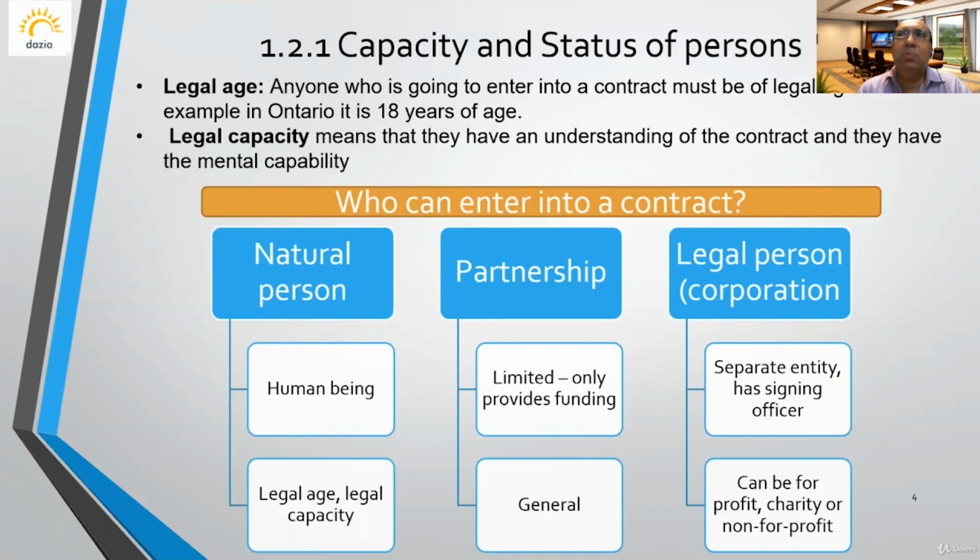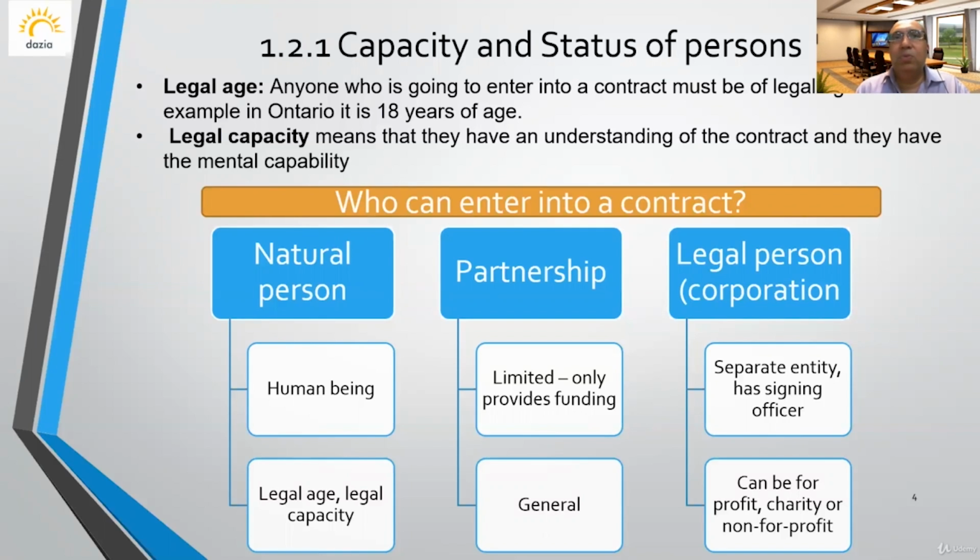So we said it could be a natural person, a partnership, or a legal person. A natural person is a human being, a living person, of legal age and legal capacity, as we mentioned above. They can enter into a contract for insurance. It could be a partnership, a company where there are two or more partners, and there are two types of partnerships: limited and general. A partner who is limited is only providing funding. He says, here's $100,000, this is my contribution towards the business. If you are making money, please give me some profit. If not, then they lose their money. So that's a limited partner.